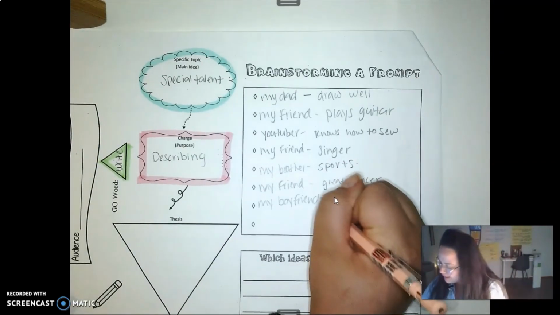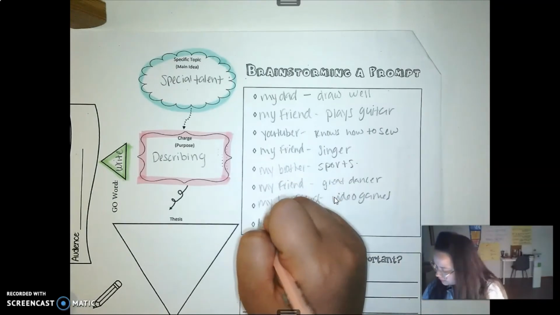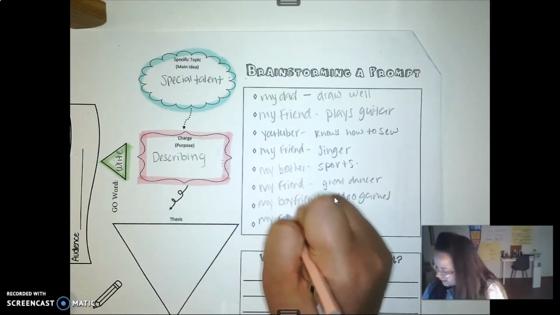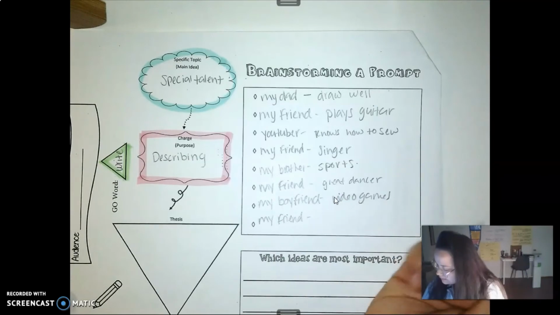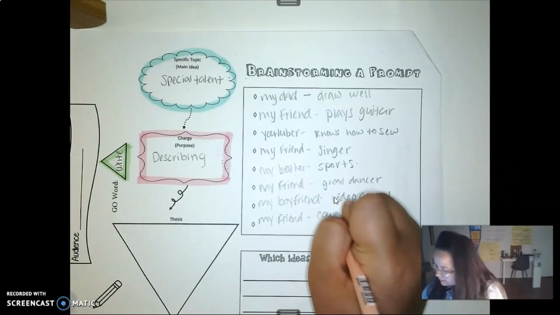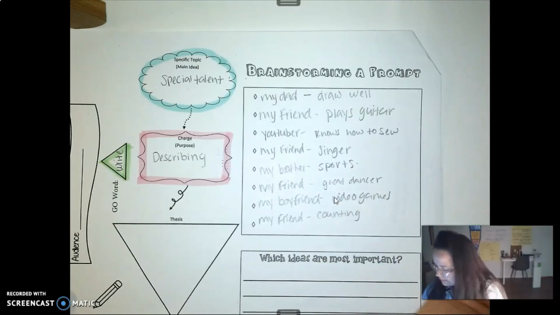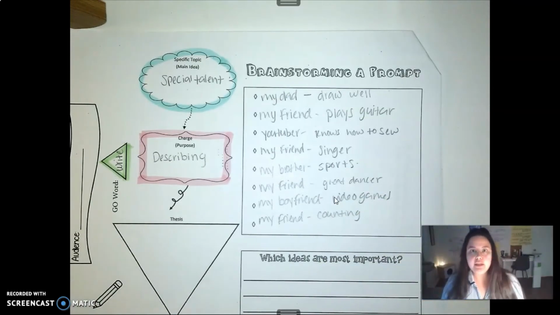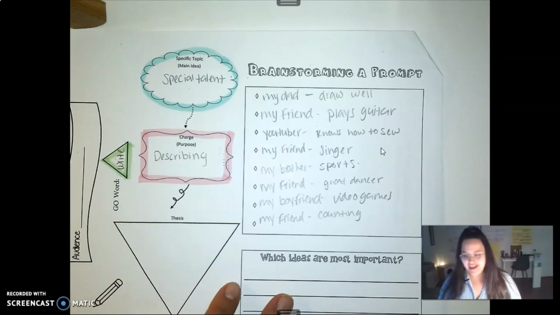And then one last friend. She's really good at counting. Now I know it sounds weird, but she's really good at counting cards and money, and she's just really, really good at that, at counting things. I know it sounds strange, but it's a special talent, right? Some special talents might be different.